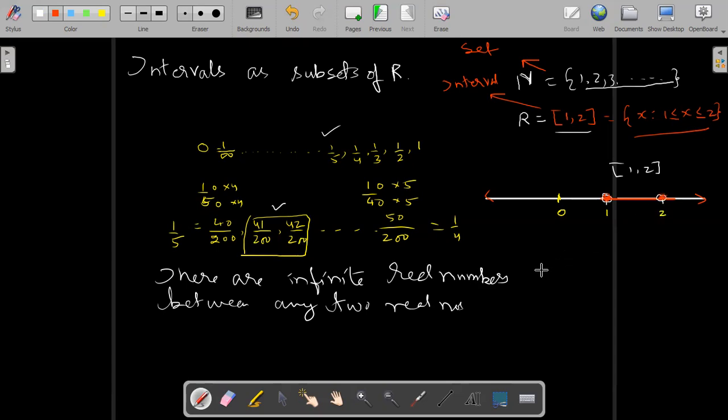Next time we will continue about this interval. We have only 1 minute left, so that's why we cannot continue. Tomorrow, inshallah, we will continue.